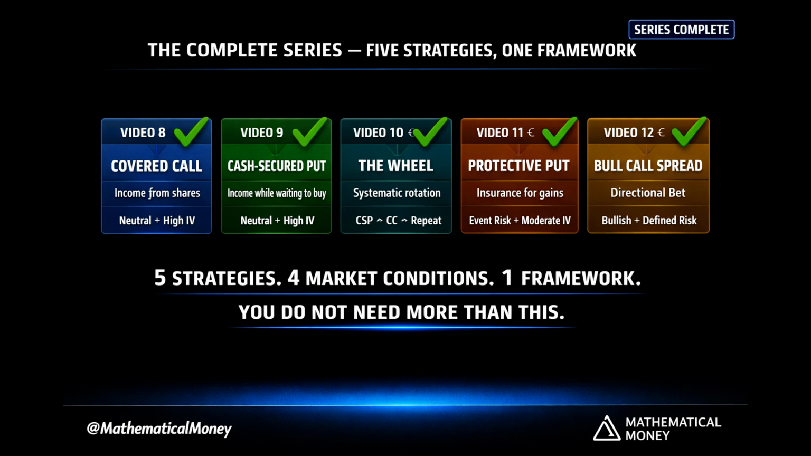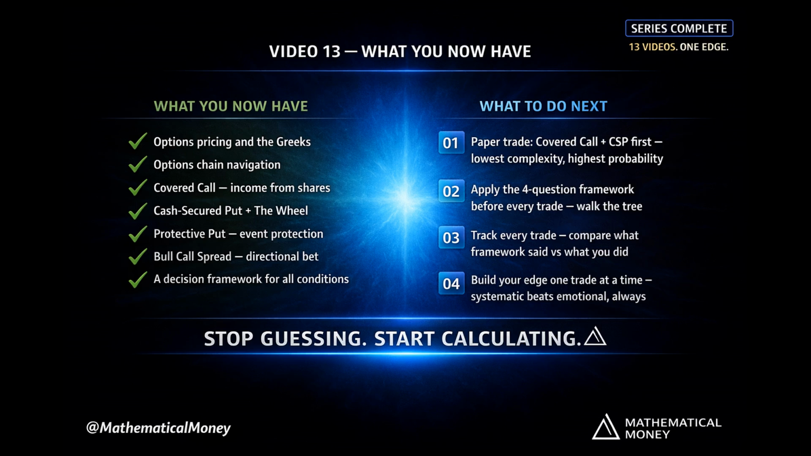You do not need 30 strategies. You need 5, deployed correctly, in the right conditions. The framework you now have tells you which one to use, when to use it, and when to stand aside and wait for better conditions. Here is what you now have, and what you can now do. You understand how options are priced, what the Greeks measure, and how to read an options chain. You can execute 5 core strategies across 4 distinct market conditions. You have a decision framework that maps any market environment to the right tool, without guessing, without emotional decisions.